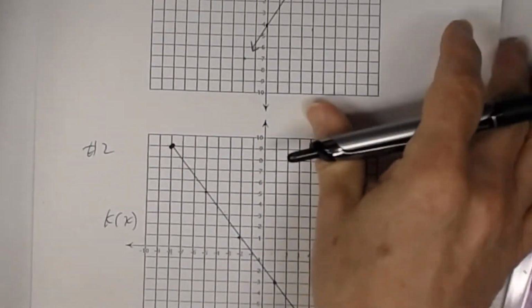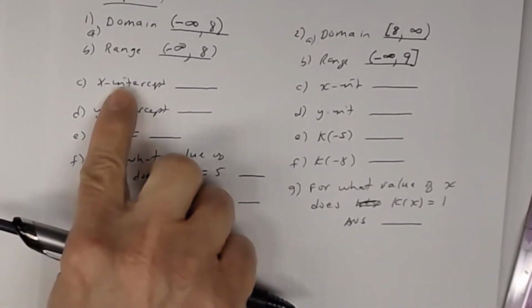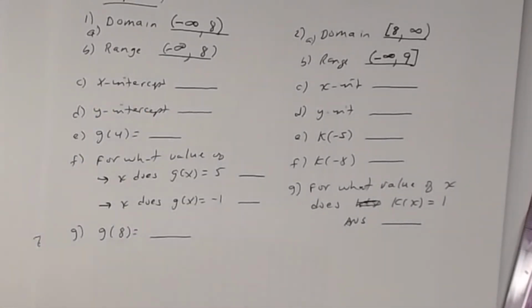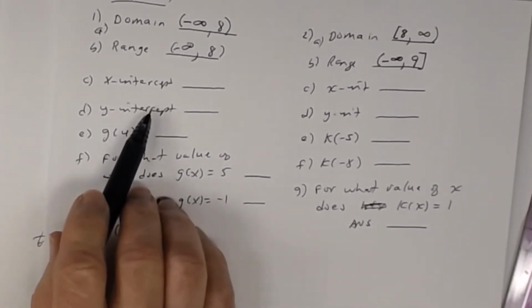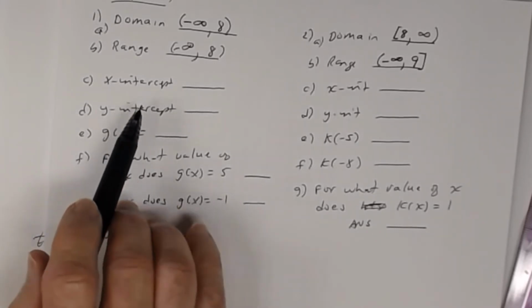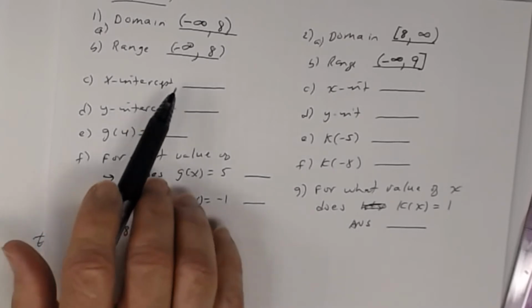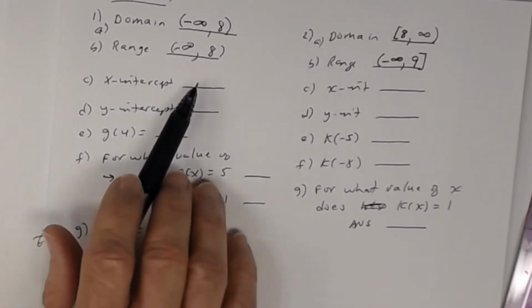All right, now let's just kind of complete this right here. The x-intercept, remember, is where the graph crosses the x-axis, and the y-intercept is where the graph crosses the y-axis. Now here's the thing you got to remember. In the directions, they will ask you to write this as an ordered pair.